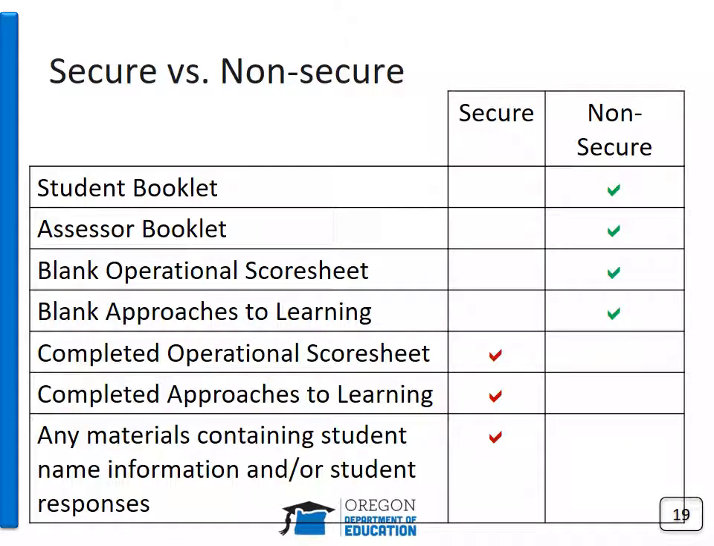The kindergarten assessment is non-secure. This means that teachers may use the data to inform instruction. However, the assessment must be consistently administered, and any materials containing student information and/or responses must be treated as secure materials. So examples of secure materials include a completed operational score sheet, completed approaches to learning score sheet, any materials containing student name or information or student responses.